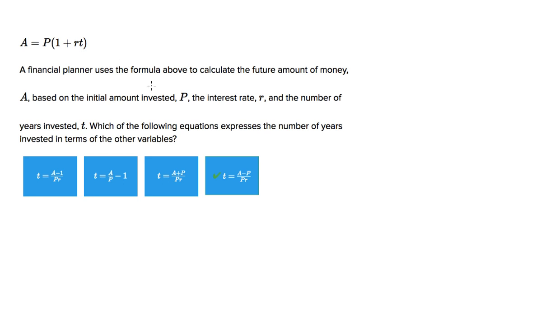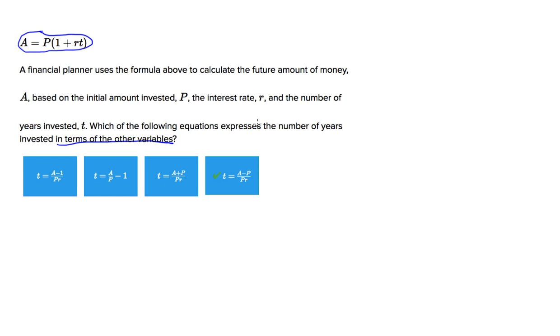First off, the way you can tell it's this type of question is you've got all of these variables in this formula up here. No real numbers to work with other than this one. And then we're asked, when it's all said and done here, to figure out which of the following equations expresses the number of years in terms of the other variables.